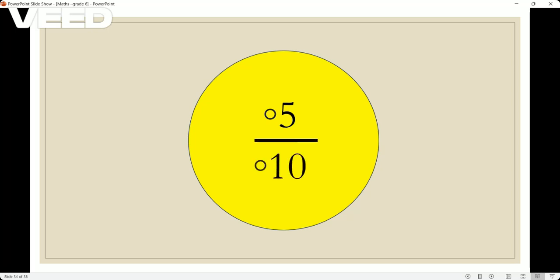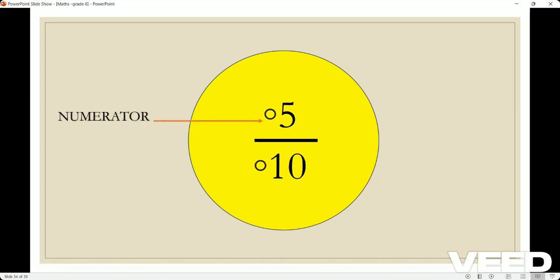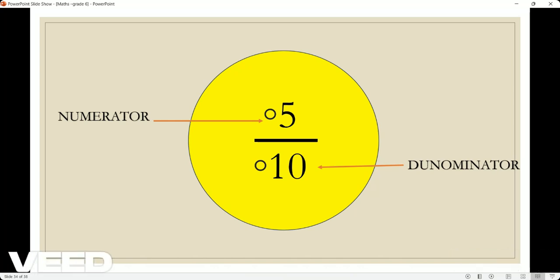So now see, this is 5/10. Is this a unit fraction or a proper fraction? Yes, this is a proper fraction. But what is the top number? Is the top number the denominator or the numerator? Let's see. It is the numerator. Then the bottom number is the denominator. We learned that before also, but I thought to refresh it in your mind, so that you won't forget it.